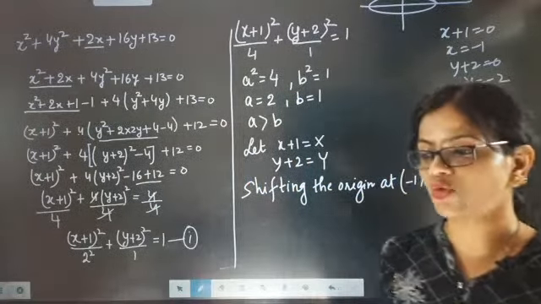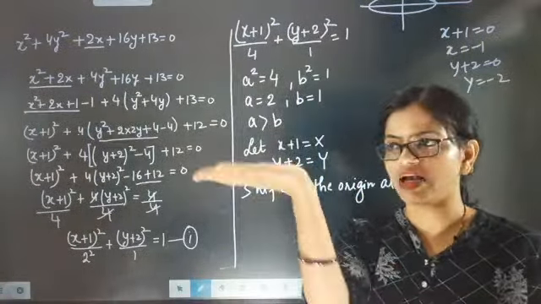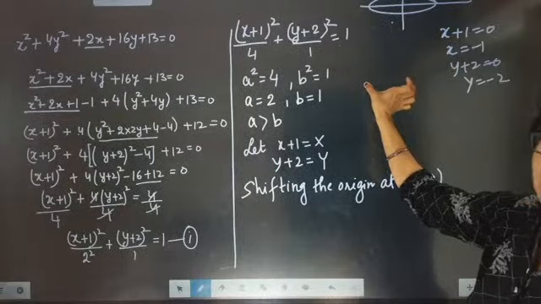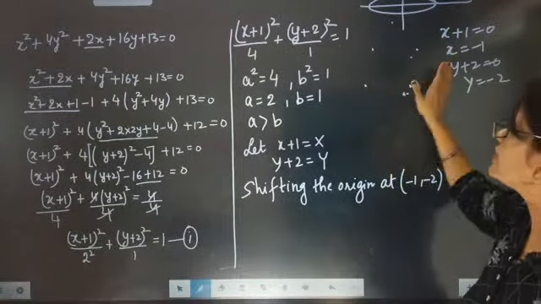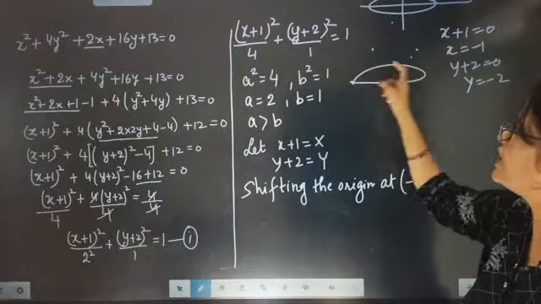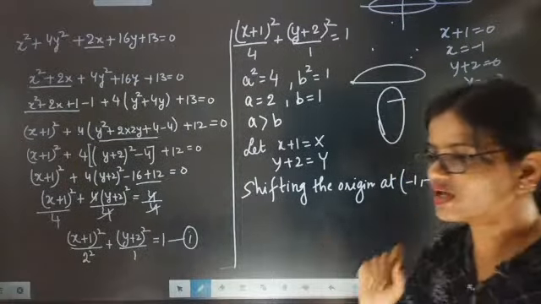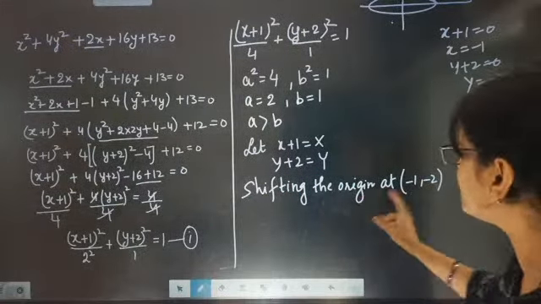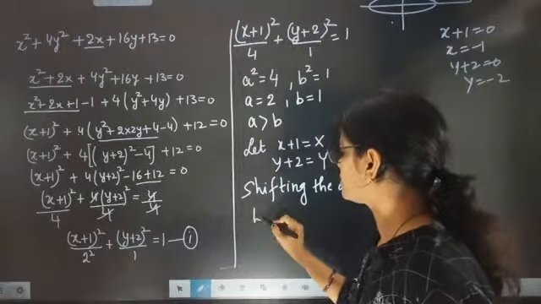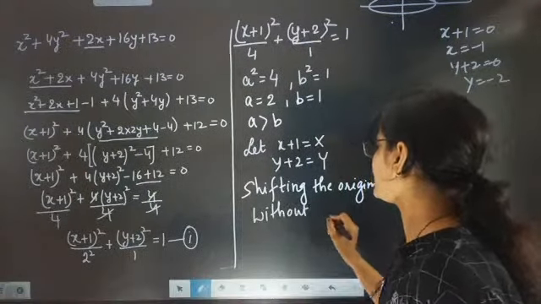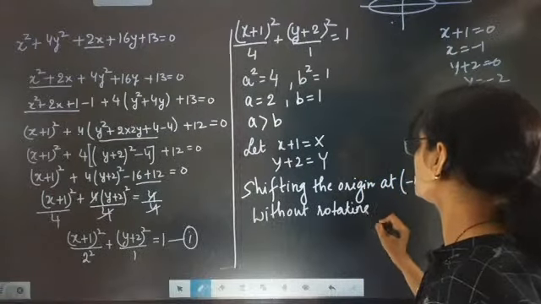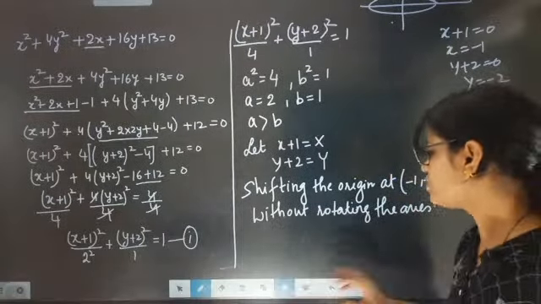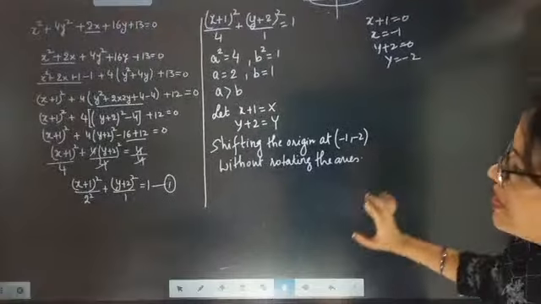This is the most important point beta. Our ellipse is like this, the major part of the ellipse is resting here. So we are just taking the ellipse and shifting it somewhere, but we are not rotating it. So that's what we are going to write. Absolutely correct, Pooja. So we are going to say: shifting the origin at that point without rotating the axis. Now we are going to get the new ellipse.